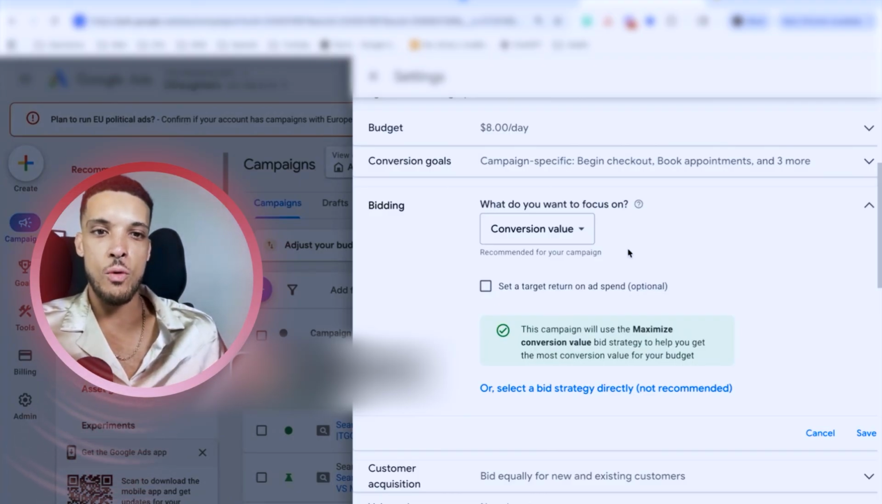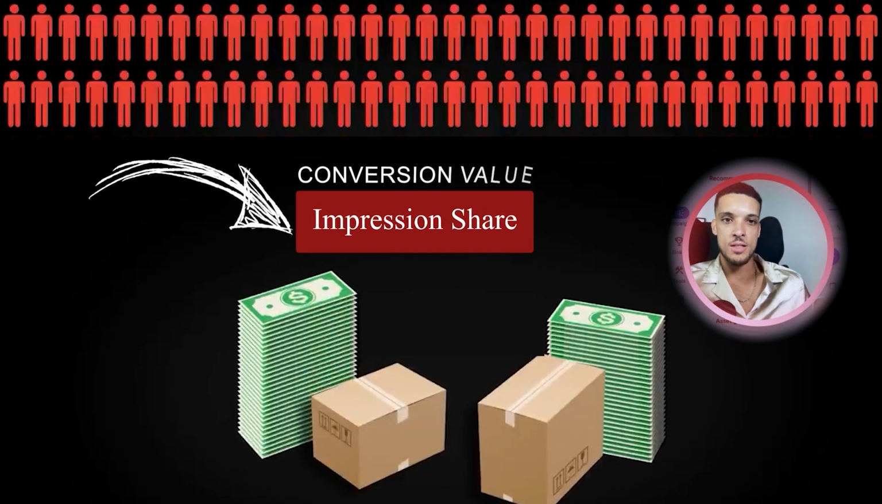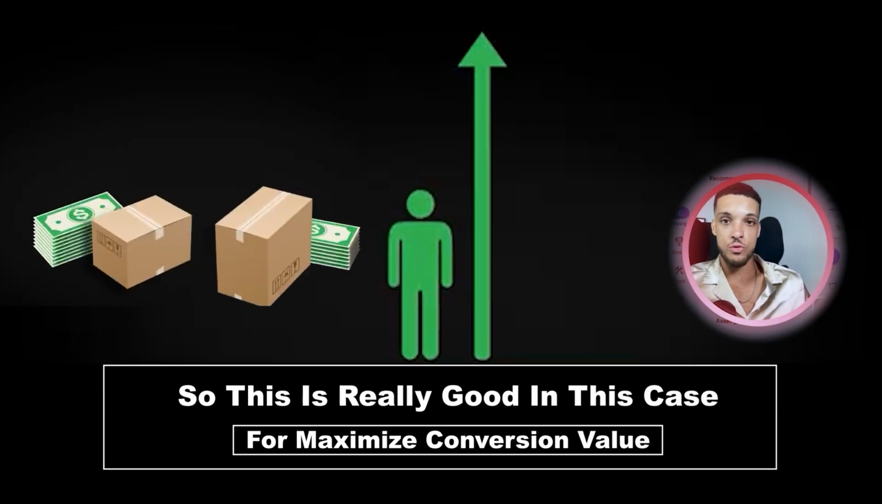Because if you set a ROAS target that's lower than that, it's not going to be any better than a target impression share. You might as well just keep it open to maximize conversion value rather than dropping it to 150% return. In my opinion, from what I've seen when I've tested both, you actually get worse results when you drop your ROAS target below that. So this is really good in this case for maximize conversion value.